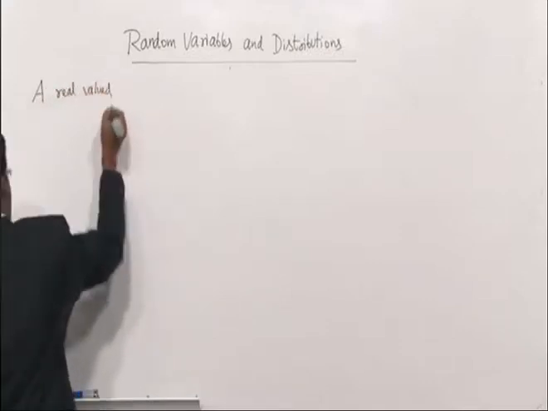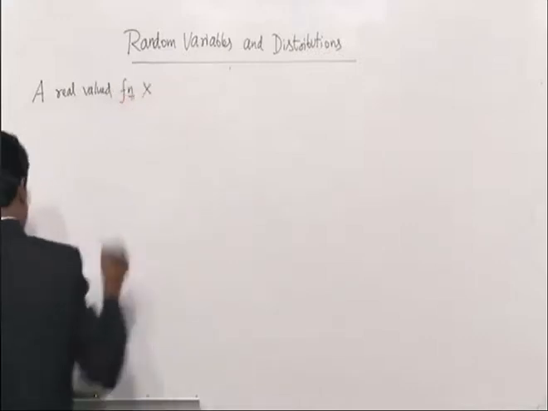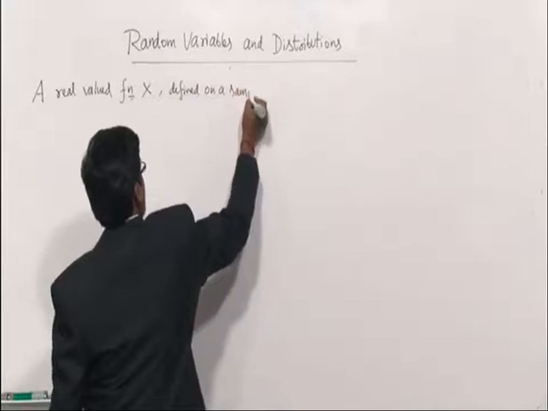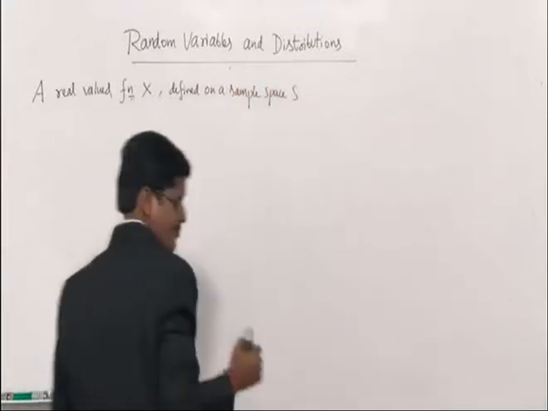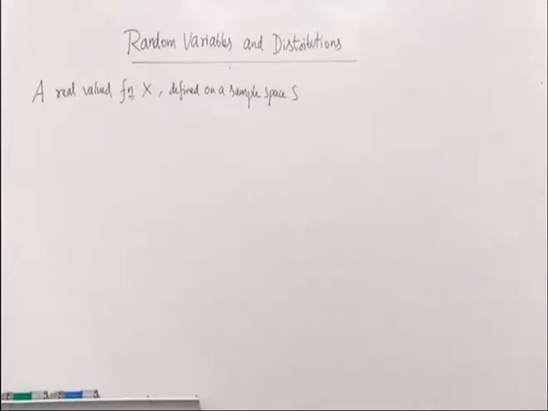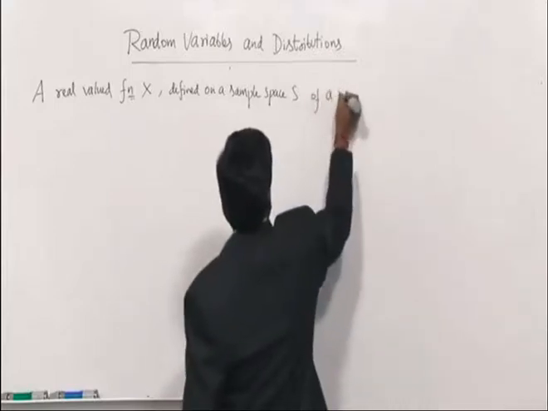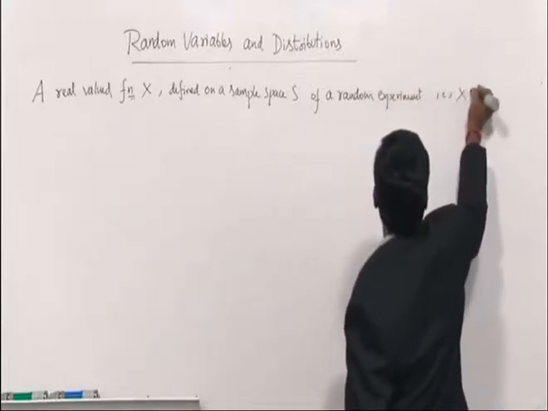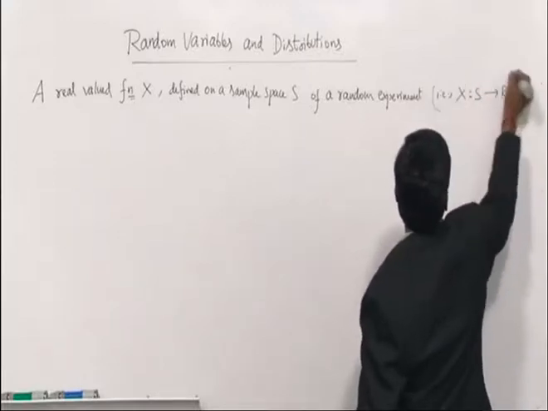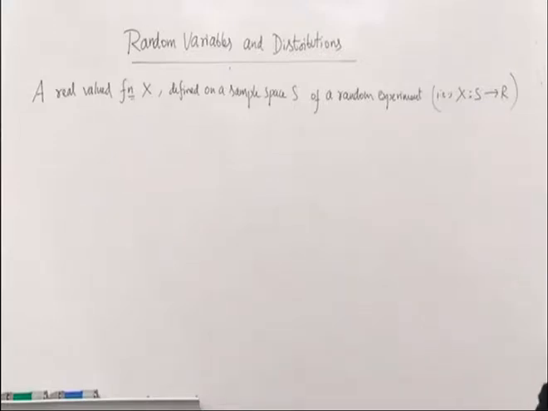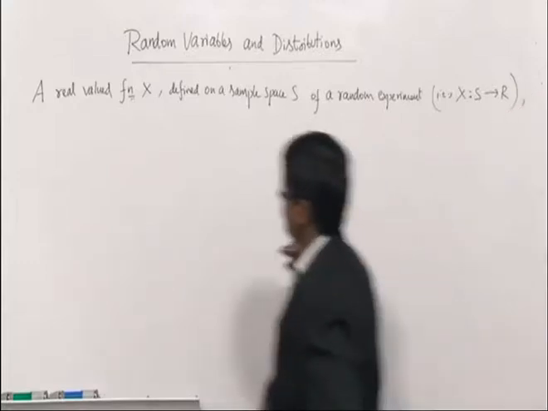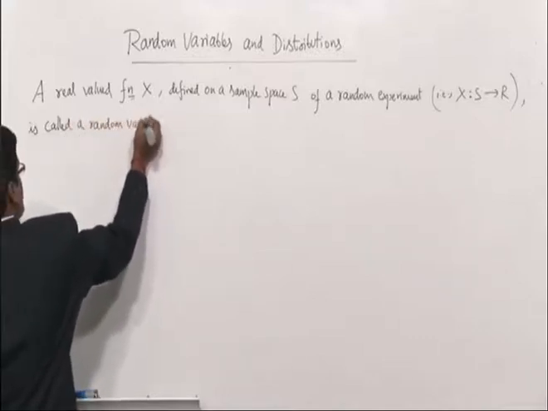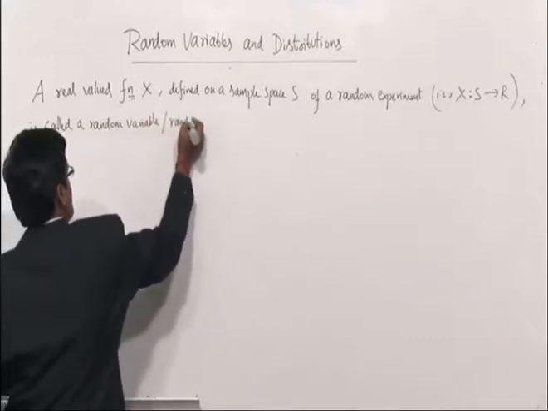A real valued function X defined on a sample space S of a random experiment, that is, X is a function from S to R, is called a random variable or random function.